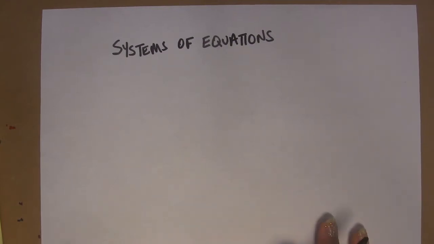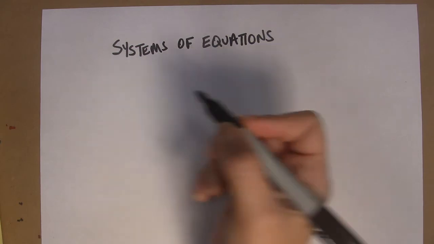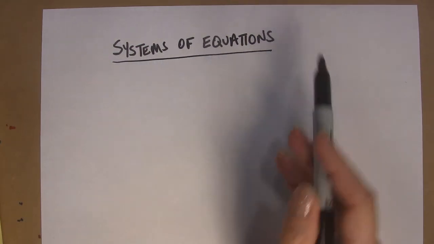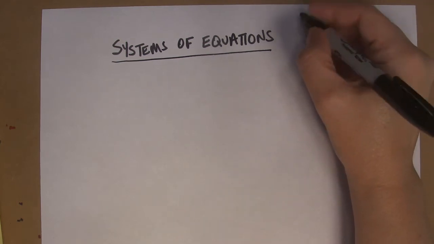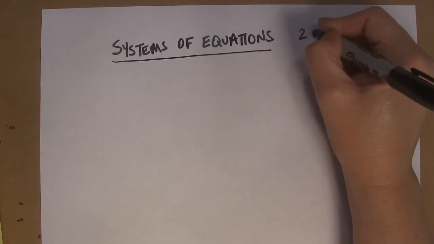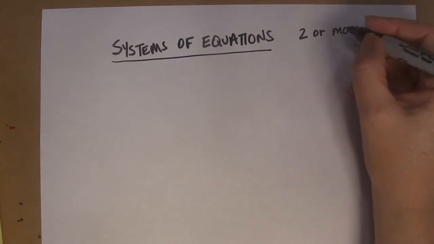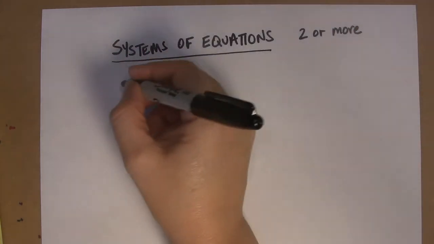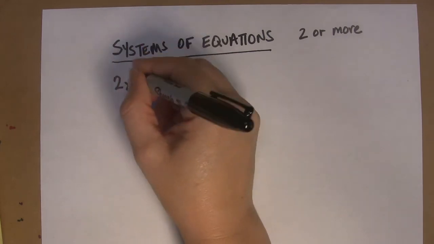Welcome to Chapter 5, a chapter that I think you're going to find much easier than the last one. We are going to talk about systems of equations, which is a fancy way of saying that we have two or more equations and we're trying to figure out two or more variables. The rule is that every time you have a variable, you have to have another equation.